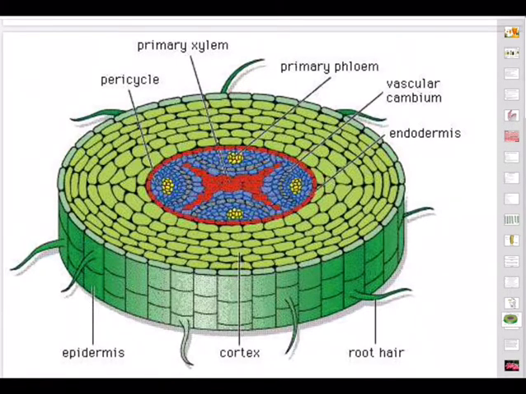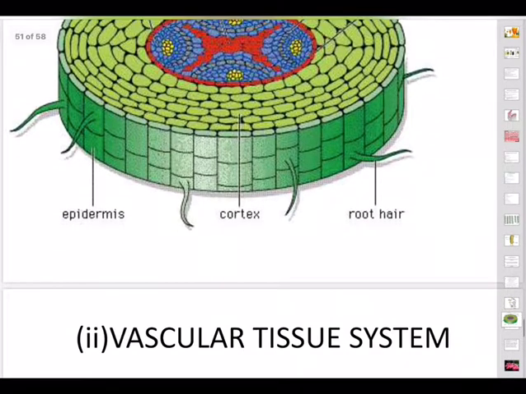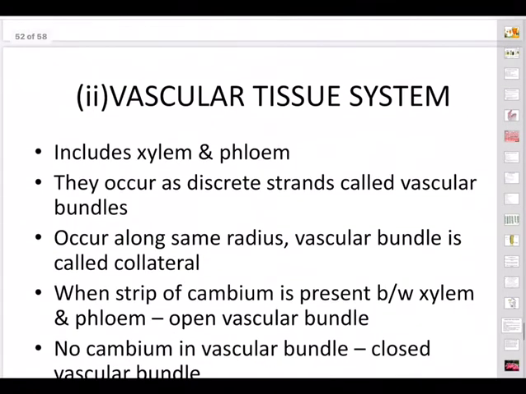Xylem is in a red color and the phloem is in yellow color. So you have a pericycle, xylem and phloem. You can see clearly in this section all the three types of tissue systems: that is, epidermal tissue system, ground tissue system and vascular tissue system. All the three are present in this.